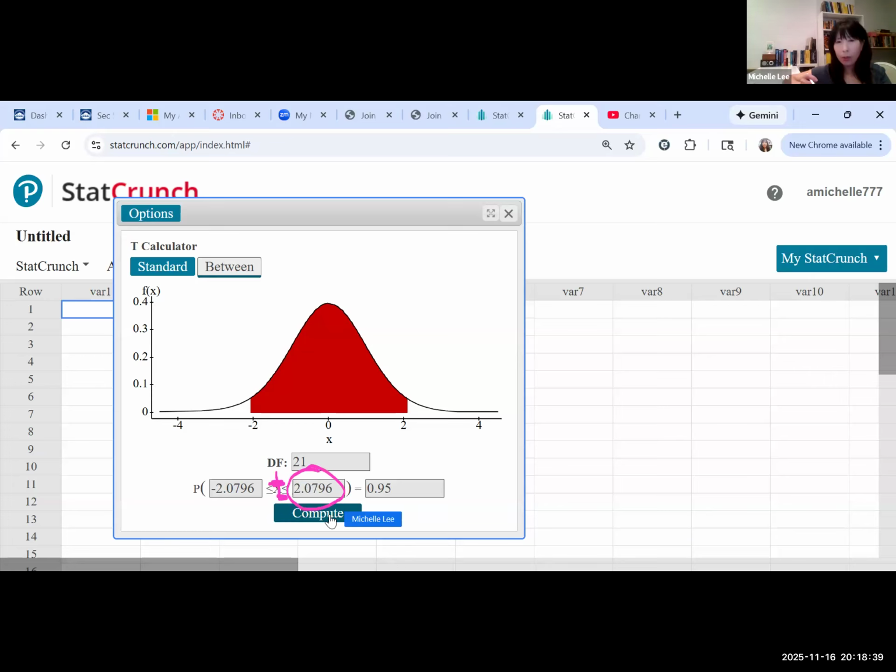Since we talk about the area of right tail, it is positive, right? So that will be that, right? So 2.0796. And then this will be negative 2.0796. Clear? Okay. Either way we can find it. All right. Let me go back.